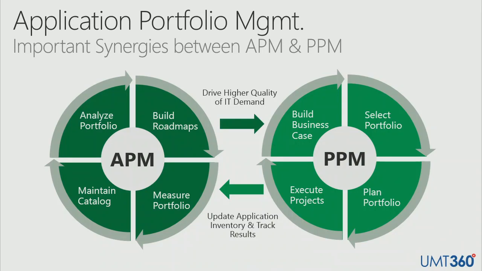So if you look at a very simple example here, you start off by maintaining your application catalog, analyzing your application portfolios, establishing and finalizing transformation decisions, whether to maintain, enhance, retire, sunset, whatever vernacular you're using. Those decisions are put into roadmaps and then teed up into your PPM. So those decisions result in projects. I'm going to go through the business case we just looked at earlier, portfolio selection, planning, execution, and then you're going to update your inventory. So there's a great synergistic relationship between APM and PPM, and both disciplines are better together.